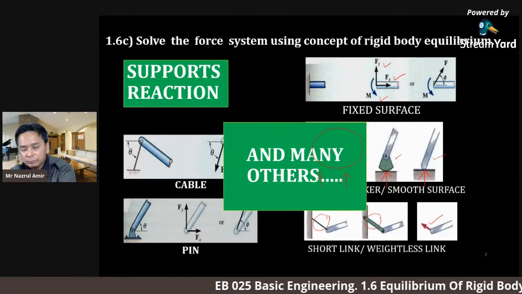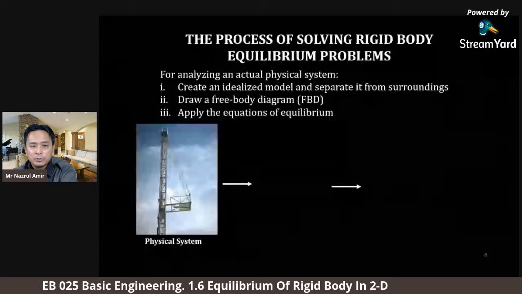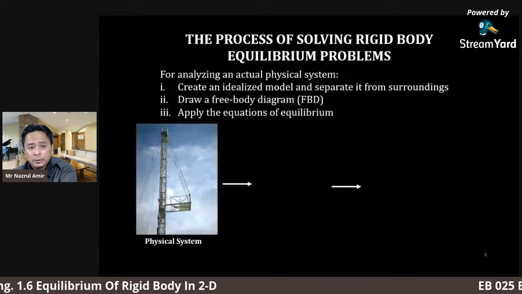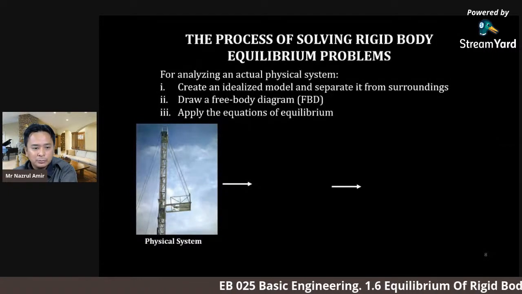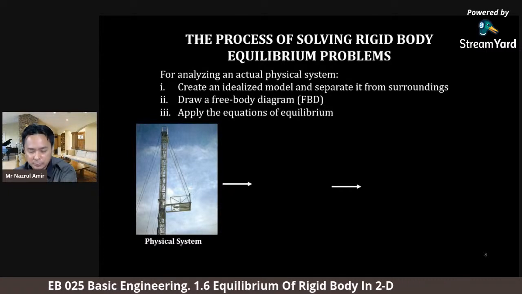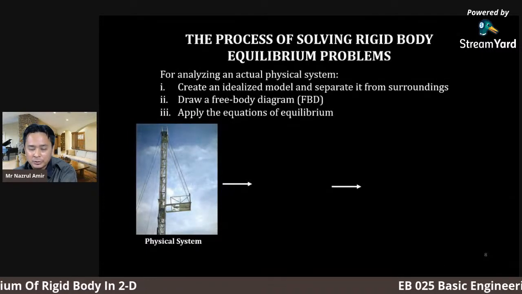All right. We move on to the process of solving. The process of solving rigid body equilibrium includes three main steps. The first step is converting from the physical system of the rigid body to an idealized model. You want to separate it from the surroundings.